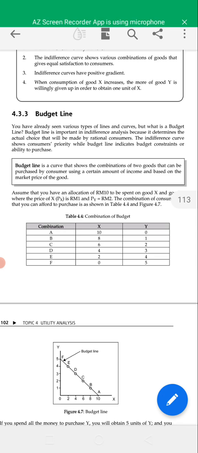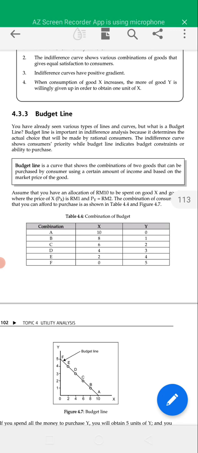So given the prices of goods and given the income, what can the consumer get in those things? So now I want you to pay attention to the definition. It says the combinations of two goods. So whatever combination is on the budget line means that the consumer is spending all their income.